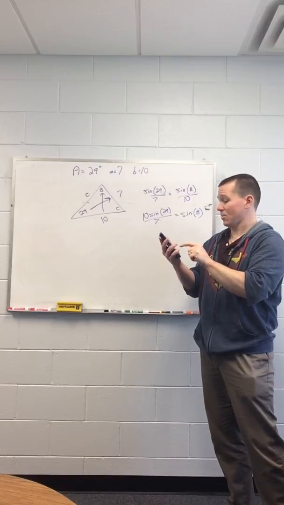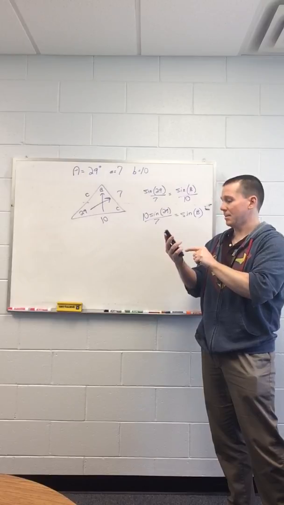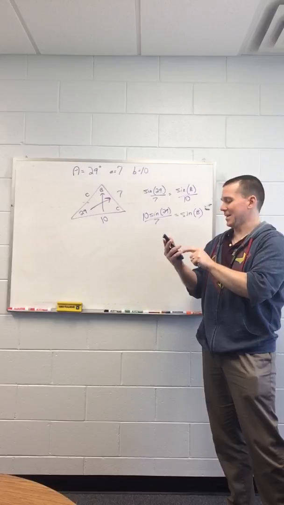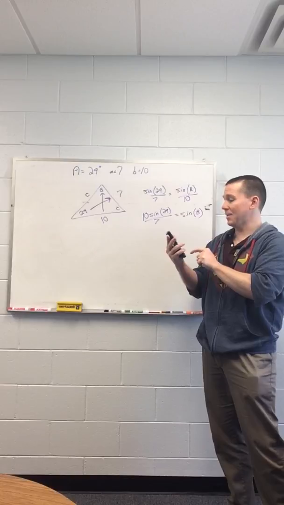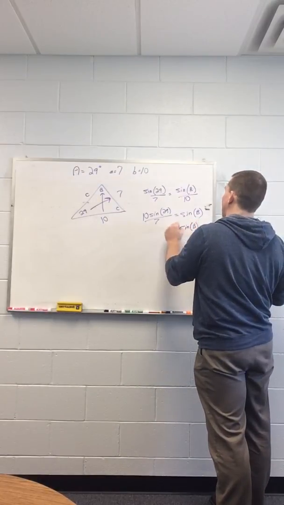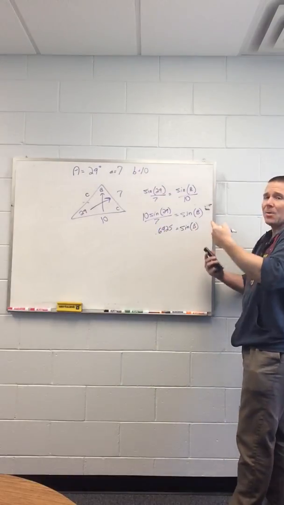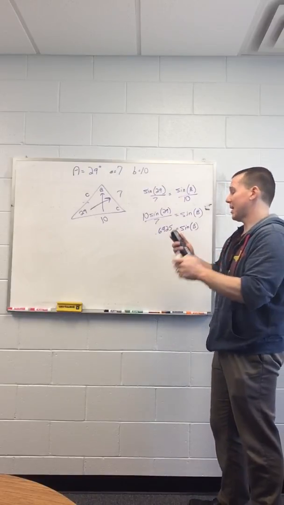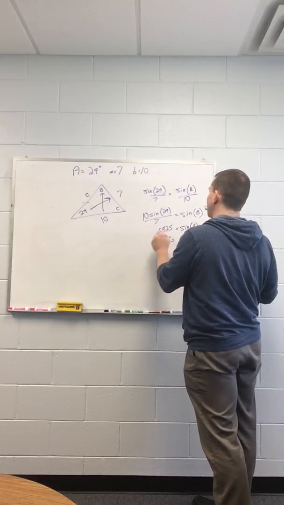10 sine 29 divided by 7, and I hit the wrong button on my calculator. 10 sine 29 divided by 7 equals 0.6925. So sine B equals 0.6925 roughly. And now we just do sine inverse. Second sine inverse, and we get 43.8. So B equals 43.8 degrees.